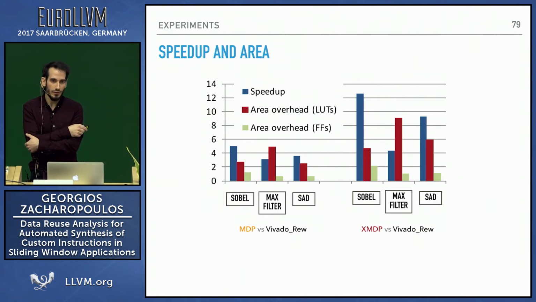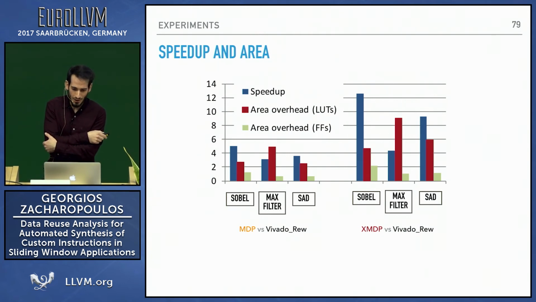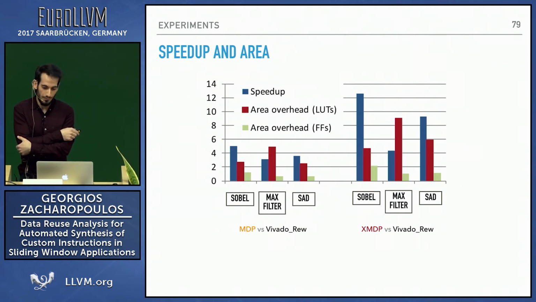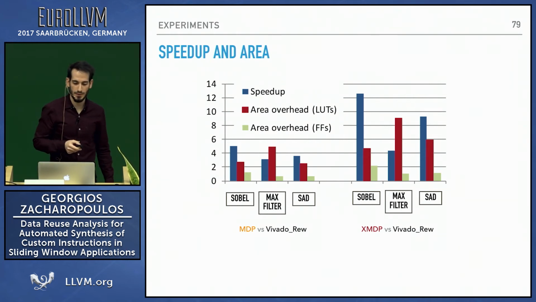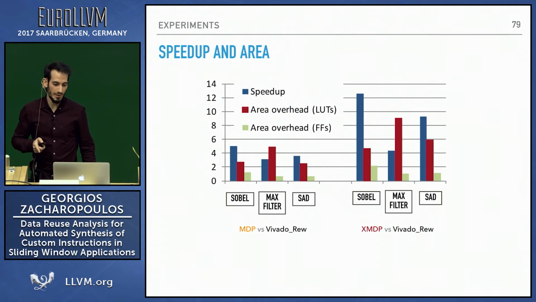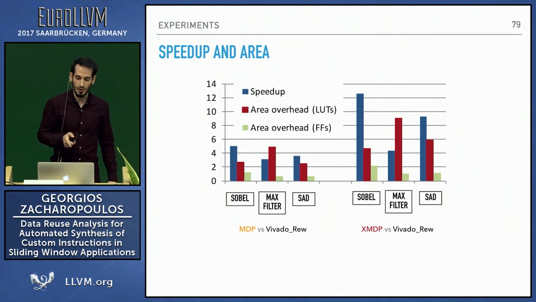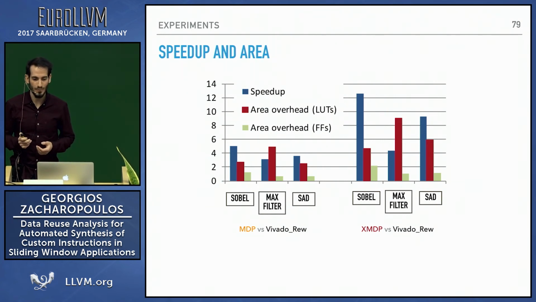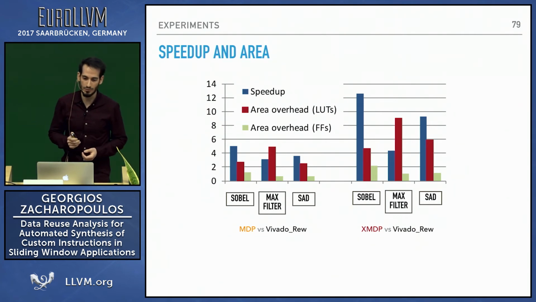Of course, there is some area overhead involved, but not that much. For flip-flops, you can see that this is always more or less 1 or 2 times more, max. But for lookup tables, it's a bit more. For the Sobel benchmark, for example, it's a bit more than 2 times more for the MDP approach, and a bit more than 4 times more for the XMDP approach, the multiple data paths and the extra large multiple data path approach, which is, though, understandable.